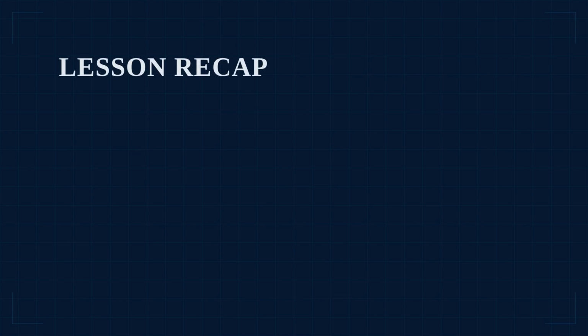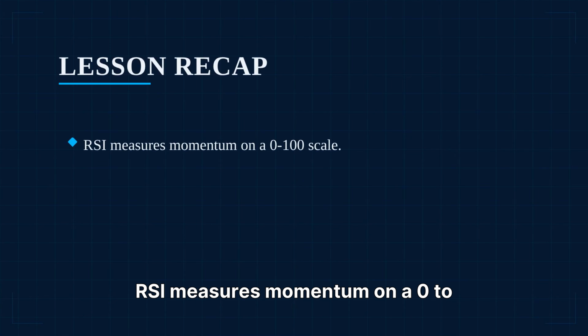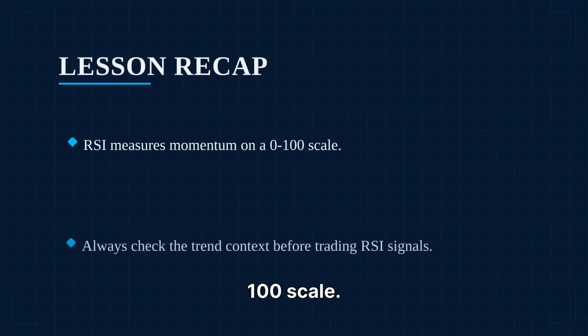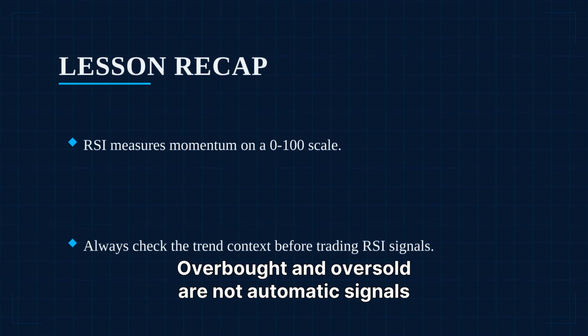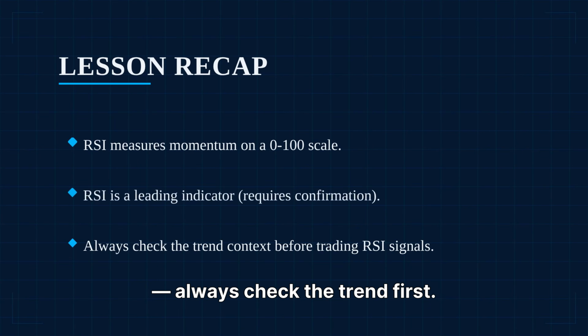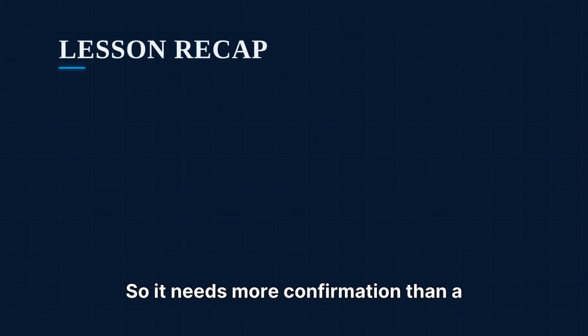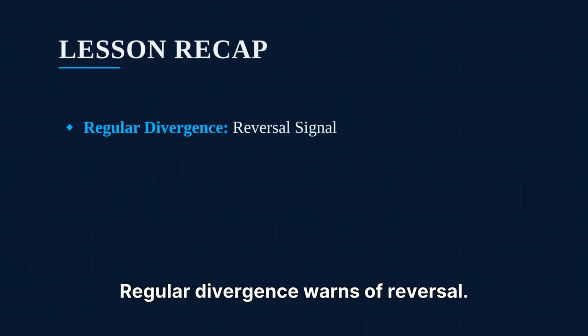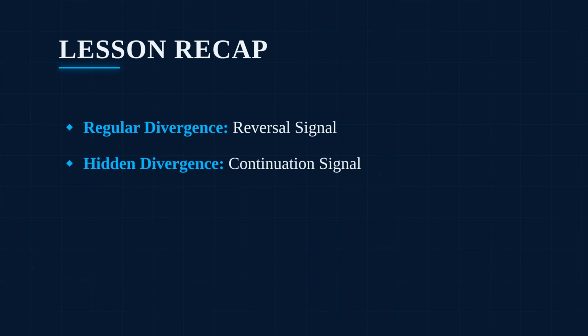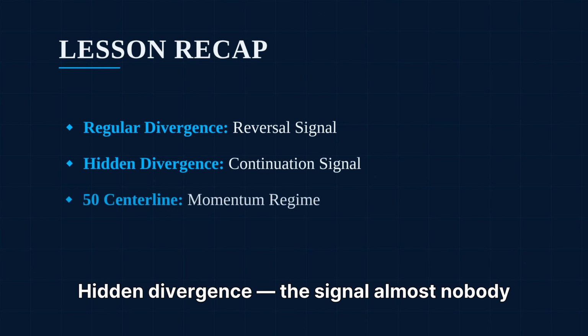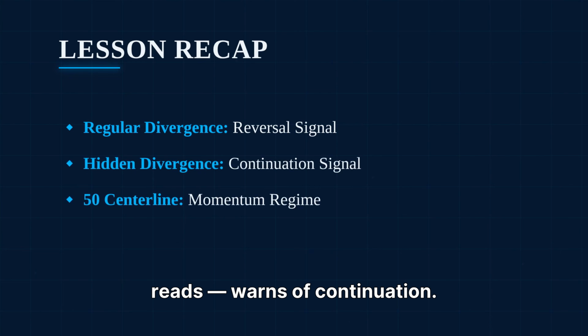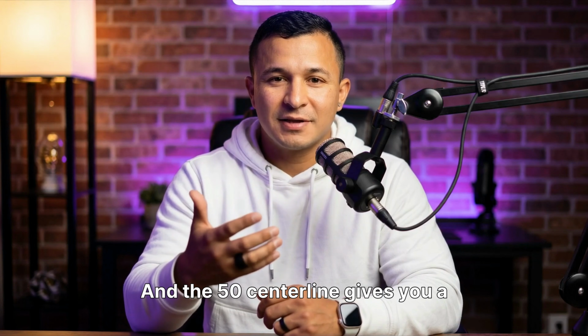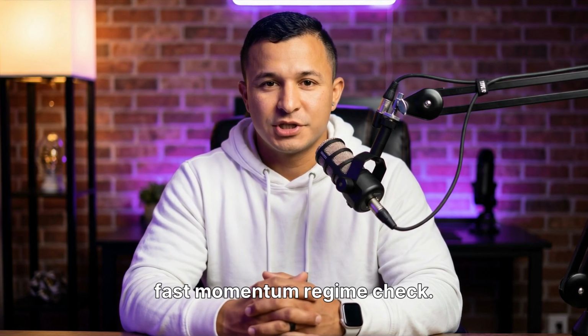Let's recap. RSI measures momentum on a 0 to 100 scale. Overbought and oversold are not automatic signals. Always check the trend first. RSI is a leading indicator, so it needs more confirmation than a lagging tool. Regular divergence warns of reversal. Hidden divergence, the signal almost nobody reads, warns of continuation. And the 50 center line gives you a fast momentum regime check.